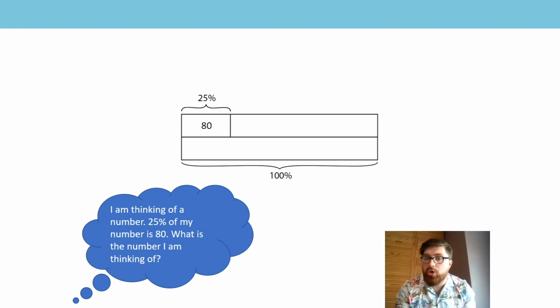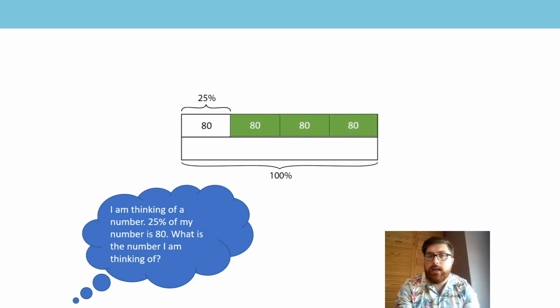Okay, I know that 100% is the same as 4/4, and I just need to take my 1/4 and multiply it up to make 4/4. Okay, or 25% to make 100%. So I would just multiply that by 4.